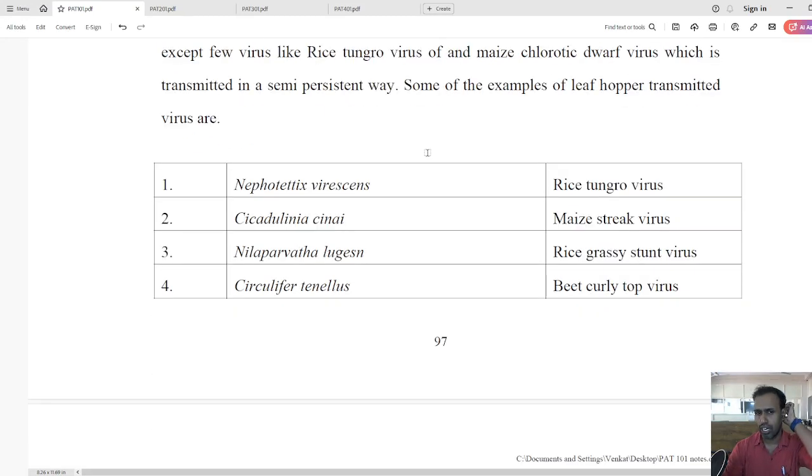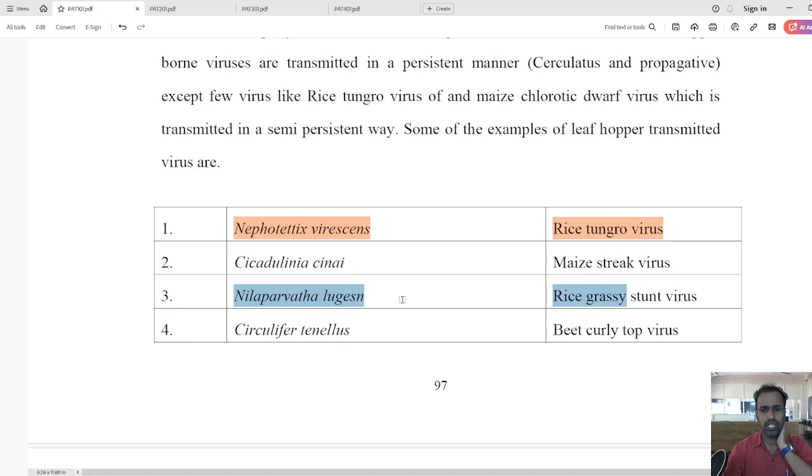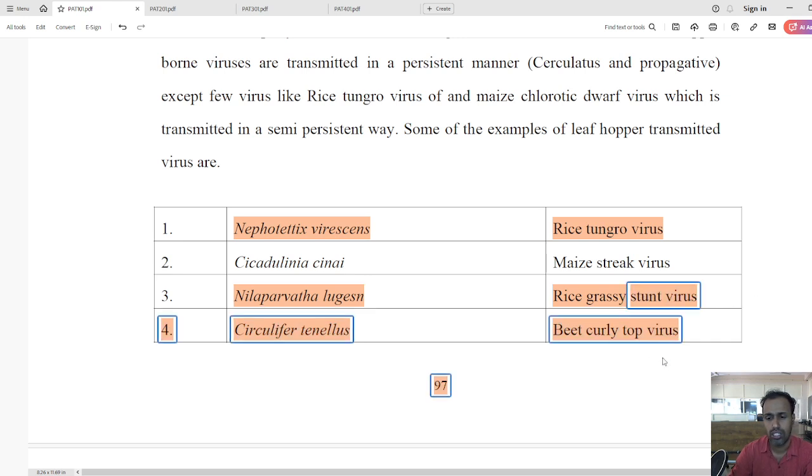These are the major leafhoppers: Nephotettix virescens in the case of rice tungro, and Nilaparvata lugens in the case of grassy stunt virus. These two at least remember. Grassy stunt and rice tungro, these two diseases.